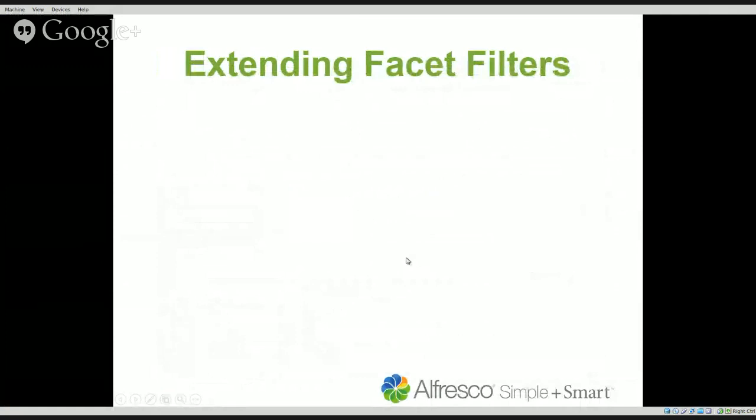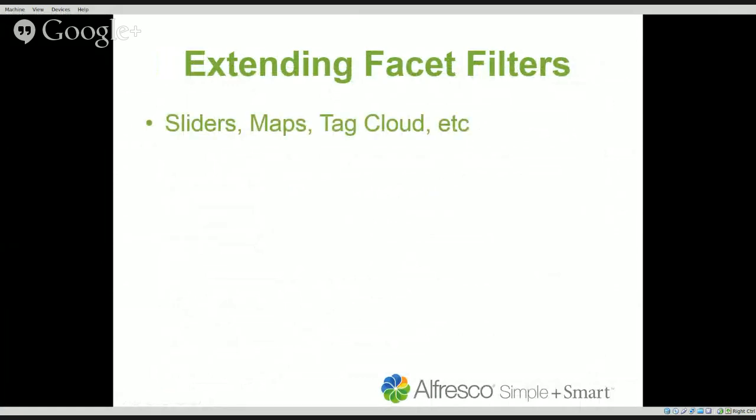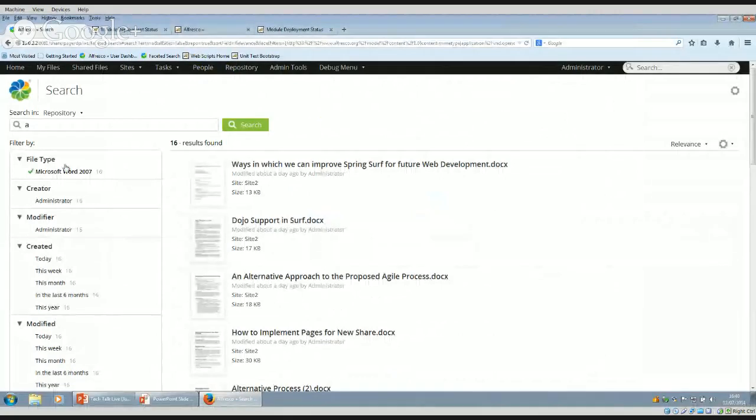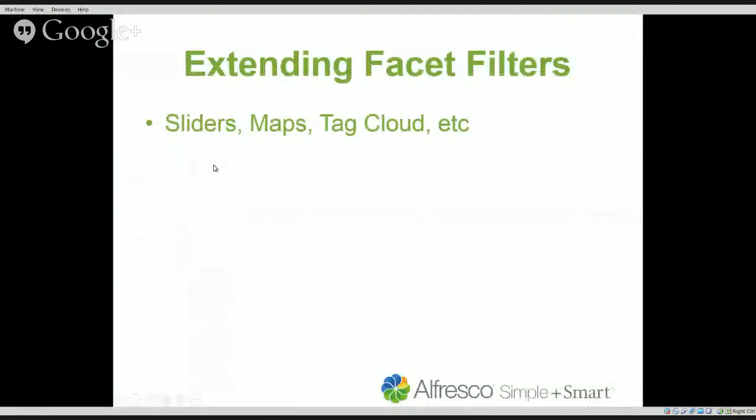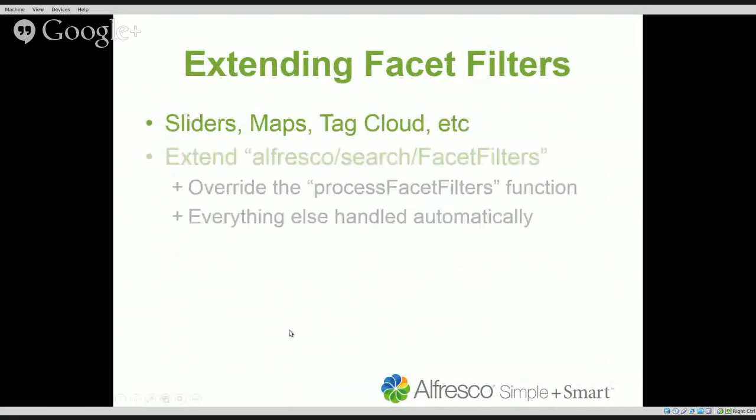Another example. I haven't actually got an actual example of this, but this concept of, as I said, we've only got this one filter widget at the moment, which is basically just showing the list of filters for each facet that have come back. But you could easily say you might want to replace them with sliders, maps, tag clouds, whatever you want to do. You just basically need to extend the Alfresco Search Facet Filters widget. There's one function which you need to override, which basically is when you get all the filters back, decide what you do with them. And everything else is handled for you.